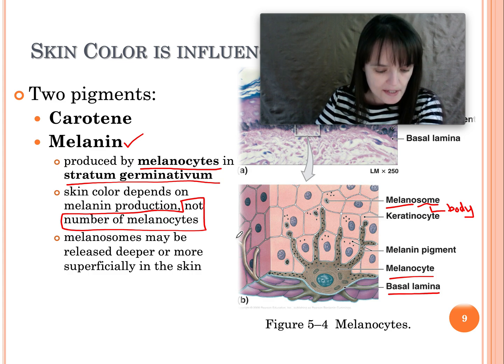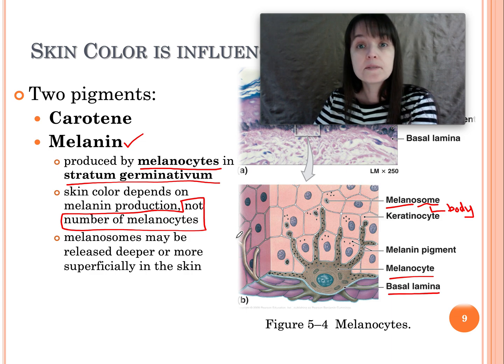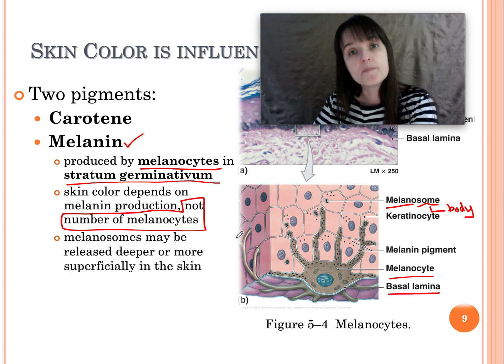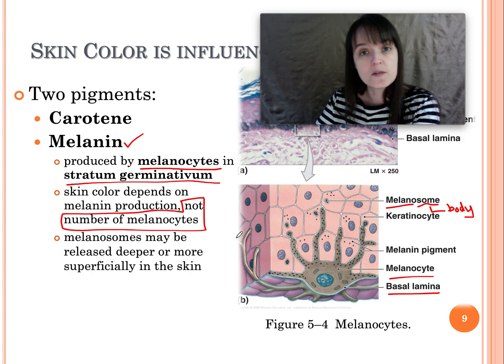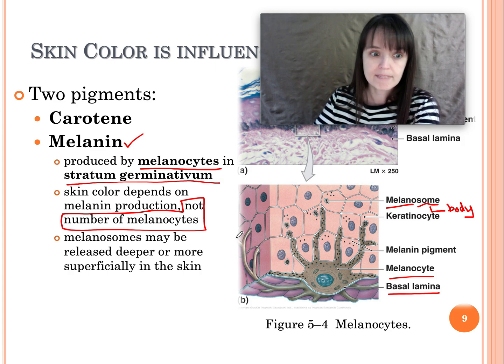People with albinism still have a normal number of melanocytes, but they don't make much melanin or don't make any melanin. So that's how that works.